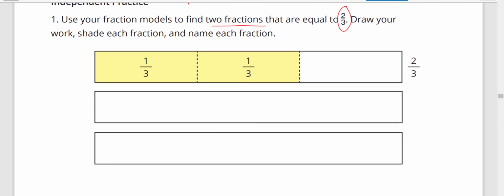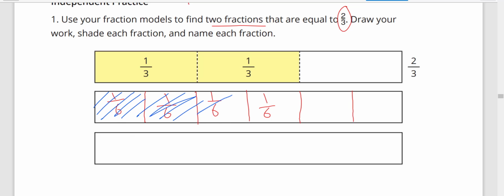Use your fraction model to find two fractions that are equal to 2/3. Here we have 2/3. Divide the one whole into 3 equal parts, then divide each part into 2. Here we have 6 equal parts. Each part is called a sixth. So how many sixths are equal to 2/3? 1, 2, 3, 4. So 2 over 3 equals 4 over 6.